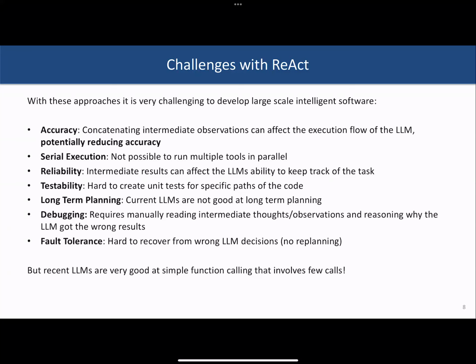But there is a good thing. The good thing is that LLMs are very good at simple cases. So when you only want to make one function call or maybe two function calls involving simple calls, they're very good at that. So can we actually use that? Well, let's take a step back.